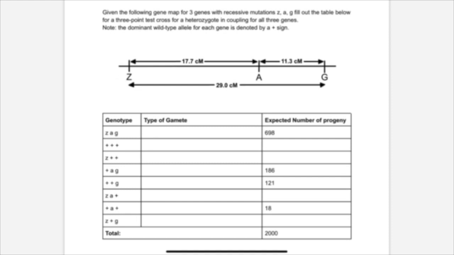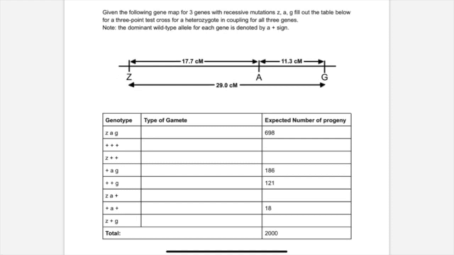The premise of the question is to basically fill out the table. As you can see, there's already a few values put in there, just because it would be impossible, at least using the means that we have, to completely fill out the table without those values. So let's get started. If we just give the question a quick read: given the following gene map for 3 genes with recessive mutations Z, A, and G, fill out the table below for a 3-point test cross for a heterozygote in coupling for all 3 genes.